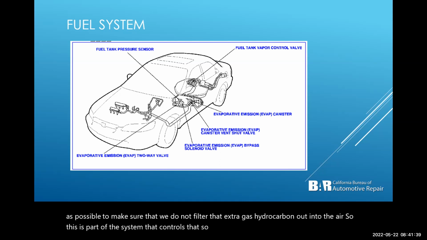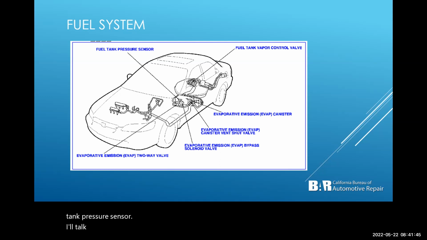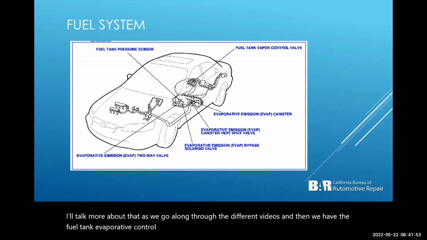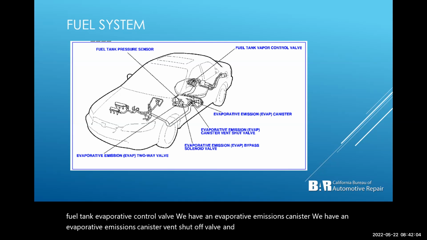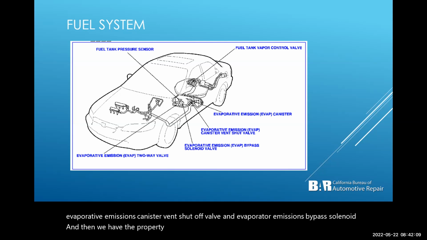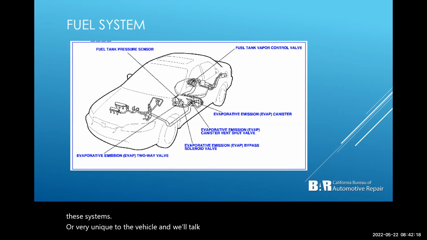So we're going to have, of course, a fuel tank pressure sensor. I'll talk more about that as we go along through the different videos. And then we have the fuel tank evaporative control valve. We have an evaporative emissions canister. We have an evaporative emissions canister vent shutoff valve, and an evaporative emissions bypass solenoid. And then we have the evaporative emission control two-way valve that's inside of it. So these systems are very unique to the vehicle, and we'll talk about those more as we get into the emissions section.